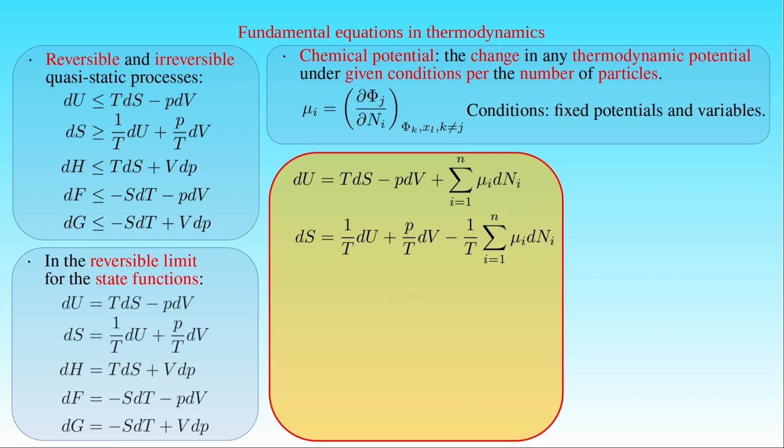The third relation tells us that the differential of the enthalpy H is given by the temperature T times the differential of the entropy S, plus the volume V times the differential of the pressure P, plus the sum of the chemical potential μI times the differential of the number of particles Ni.